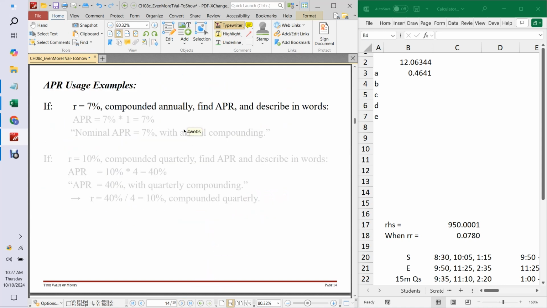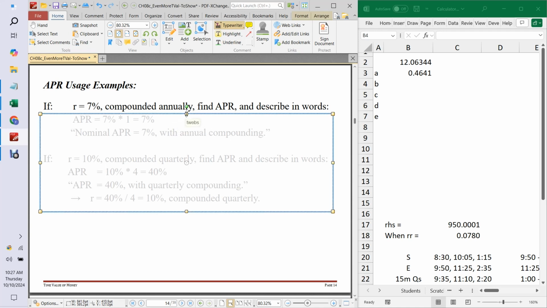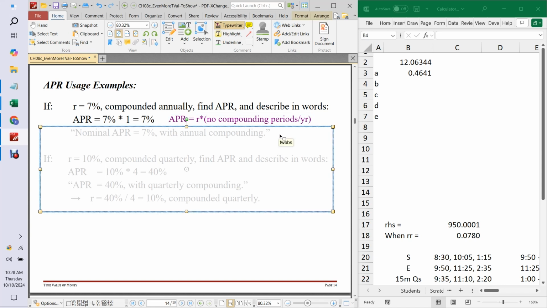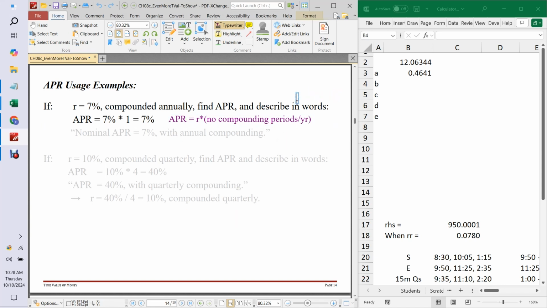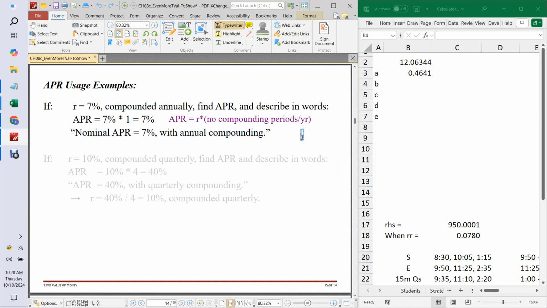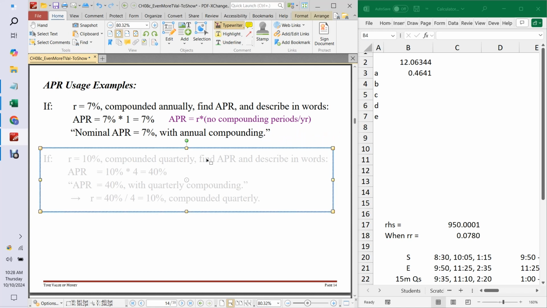Let's do some usage examples. If we have a native interest rate of 7% compounded annually, what's the APR and how do we describe that in words? Okay, so we just use our equation, which is APR is equal to R times the number of compounding periods per year. So in this case, we have R is 7%, number of compounding periods per year is 1, so 7% times 1 is 7%. And so in this case, the APR is equal to the native R. And in APR terms, we describe this as our APR is 7% with annual compounding.